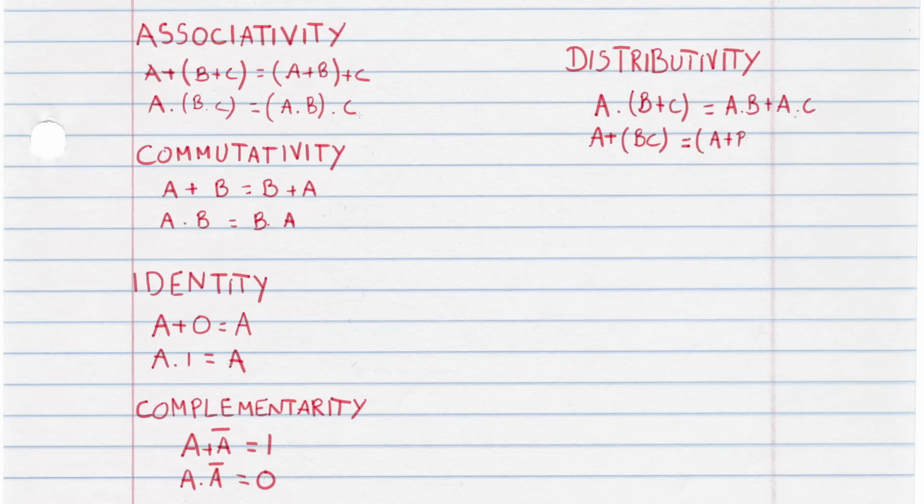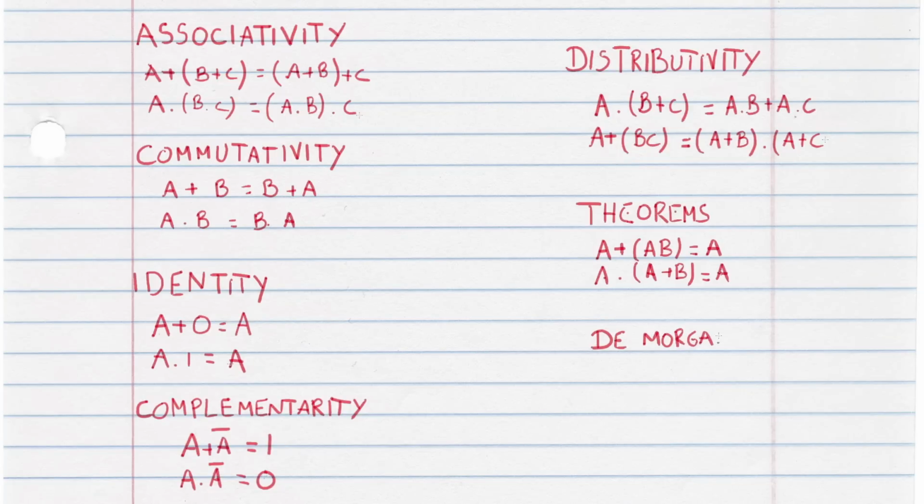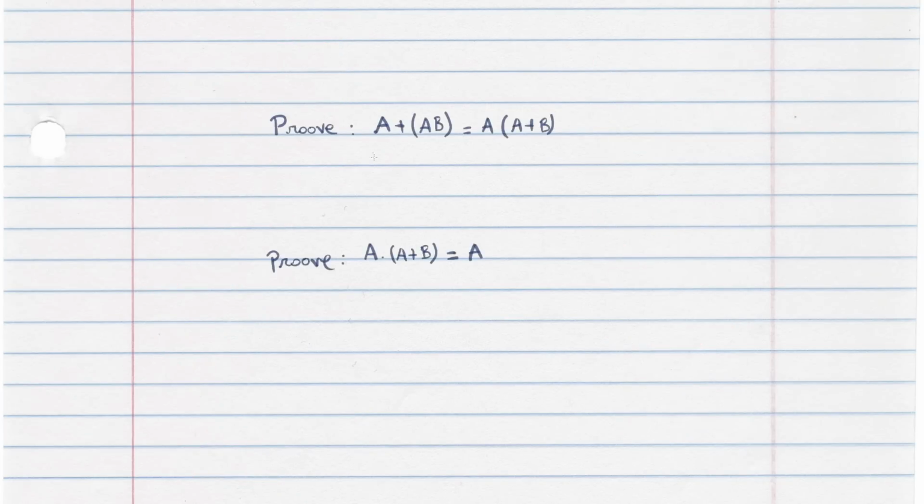The one we're going to use a lot is the one from the distributivity. So A and (B or C) is the same as (A and B) or (A and C). And A or (B and C) is the same as (A or B) and (A or C). Another couple of theorems: A or (A and B) is A, and A and (A or B) is A, and we're going to actually prove that. And the De Morgan theorems, where you can split, let's say, negation, or merge negation.